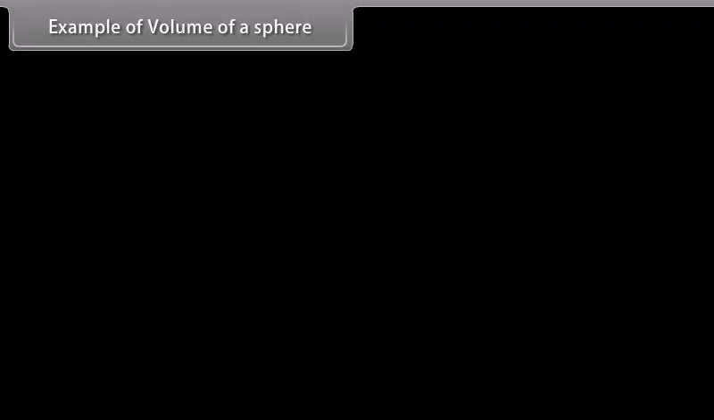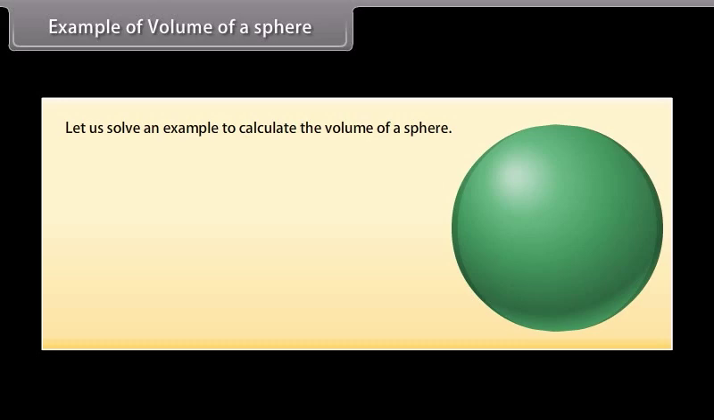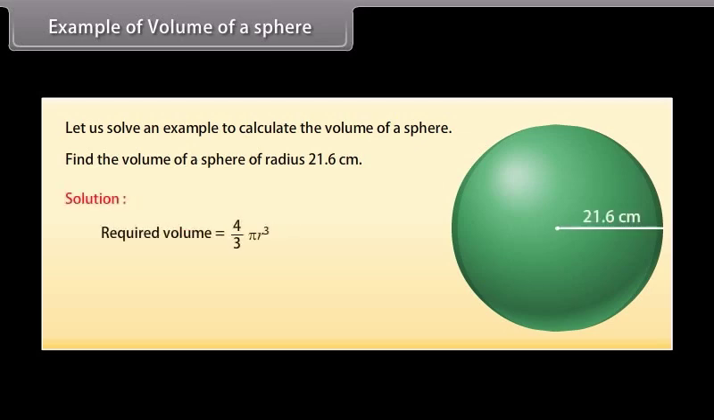Example of volume of a sphere. Let us solve an example to calculate the volume of a sphere. Find the volume of a sphere of a radius 21.6 centimeter. Solution. Required volume is equal to 4/3 pi r cube, which is equal to 4/3 into 22/7 into 21.6 into 21.6 into 21.6 centimeter cube, which is equal to 4230.34 centimeter cube.